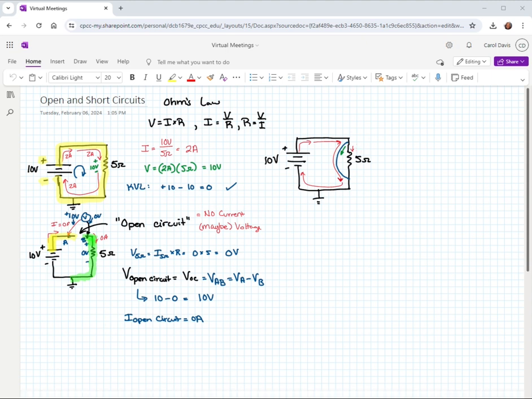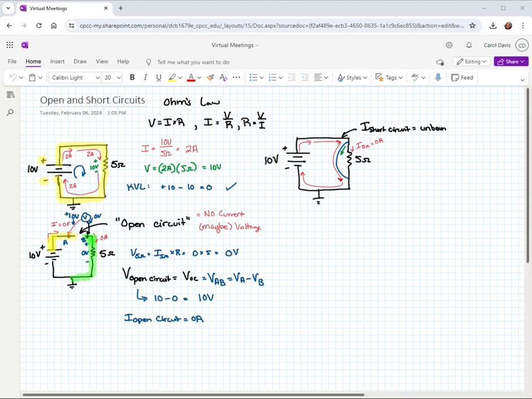Let me rewrite that. So the resistor current would be 0 amps. However, there would be current in the circuit. Now the problem here is we don't have any resistance limiting that current anymore. So the current in this case, right here, we have a short circuit current. In this case, it's pretty much unbounded, okay?